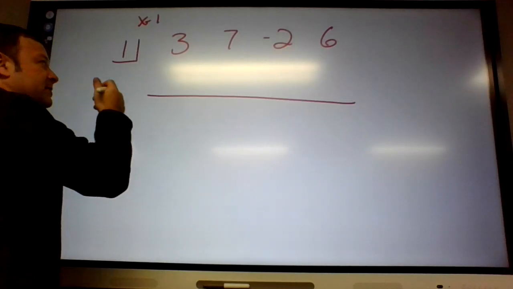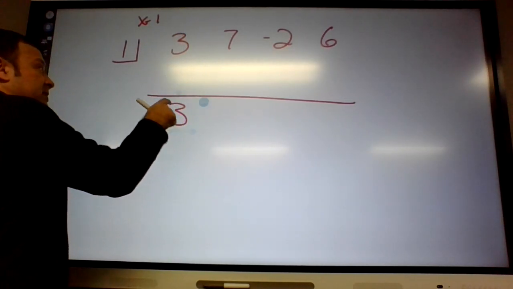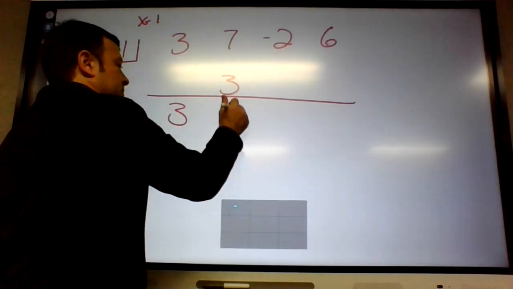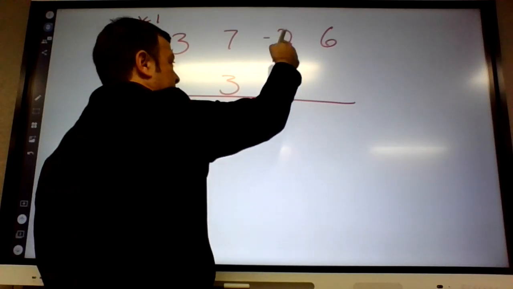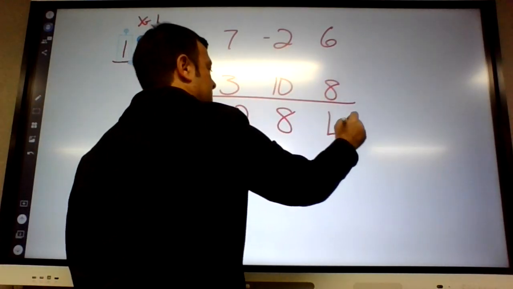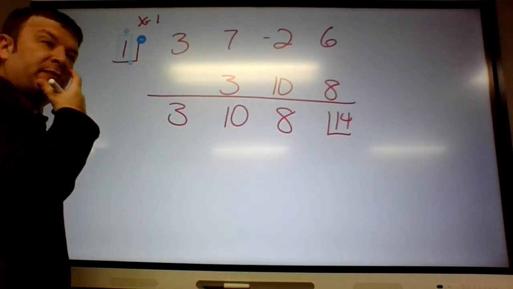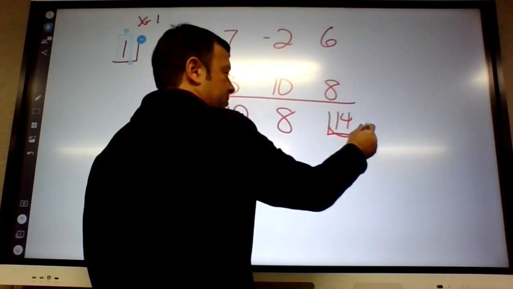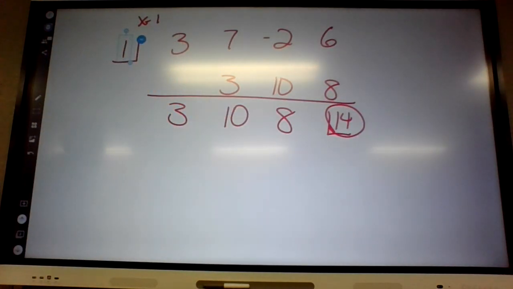Okay, then we did that. Remember what we did? 3 plus nothing. 3 times 1. 7 plus 3, so that's 10, times 1. -2 plus 10, 8, times 1. The question was, what's the remainder for 1 through 4? Yesterday we didn't have any remainder on these, but today we do. The remainder is 14.